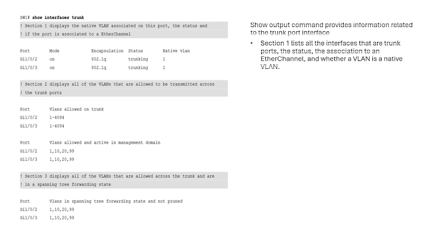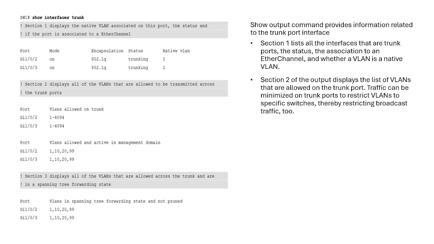In section one, you can see that it lists all the interfaces that are trunk ports, right? The status, the association of whether it is an EtherChannel. EtherChannel we'll discuss later. Just know that there is an association to an EtherChannel and whether a VLAN is a native VLAN. Native VLAN we will also be discussing in upcoming slides. So let's wait for that for a few more minutes.